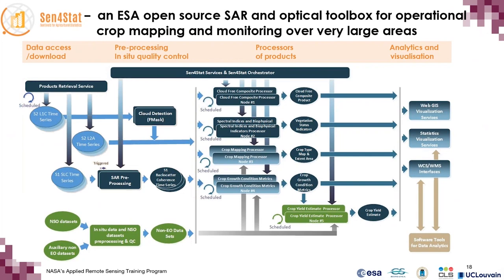This open source toolbox may look a bit complex. It is a very large machinery which can run on cloud computing infrastructure or on your local server. The first part on the left side corresponds to the data access or the automated download. The second part refers to the pre-processing step for the different missions considered in this dataset and the in situ quality control. The third part corresponds to the core area of the toolbox, which delivers the five types of product we just mentioned. The last part on the right side refers to the analytic tools and the visualization of the products.